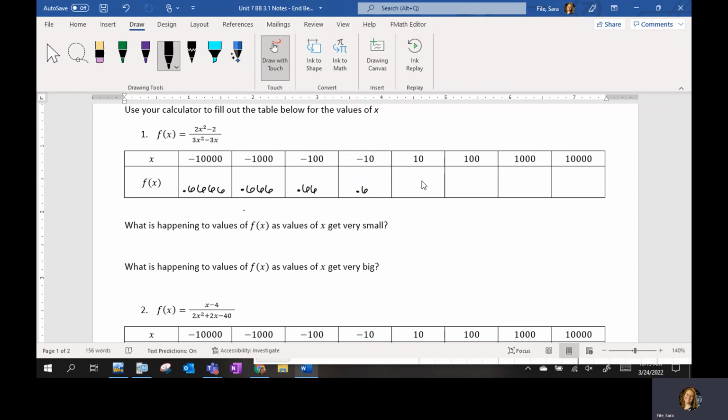Okay, and then the positives were 0.7333, I believe, and 0.6733 and 0.6673 and then 0.6667.